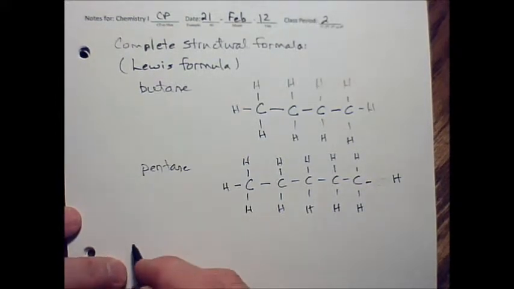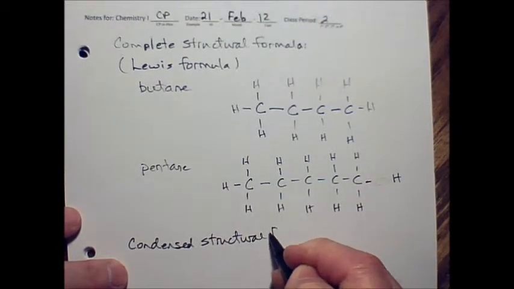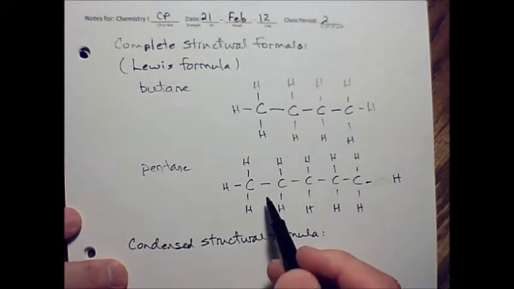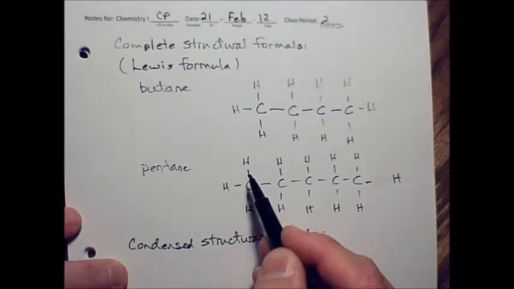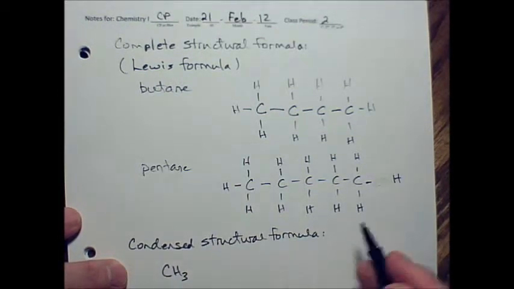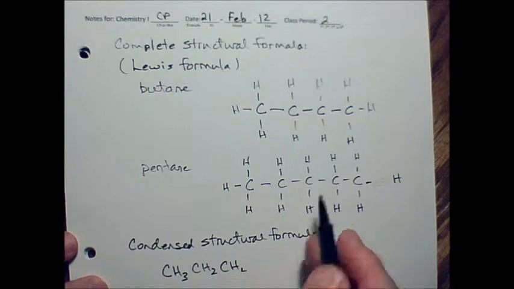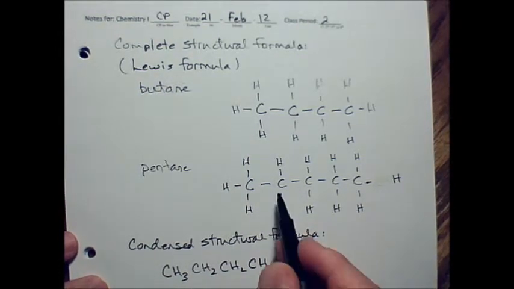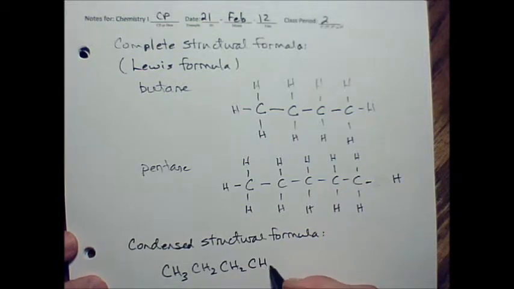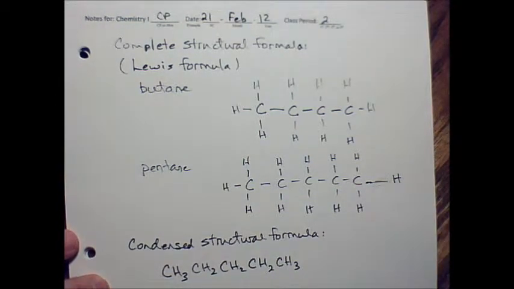So for a condensed structural formula, we'll take each of these carbon groupings and make that a separate formula. I've got carbon and 3 hydrogens here, so we'll call that CH3. Then CH2, CH2, CH2, 3 of these. And then the end one has CH3. So this is a condensed structural formula for pentane.